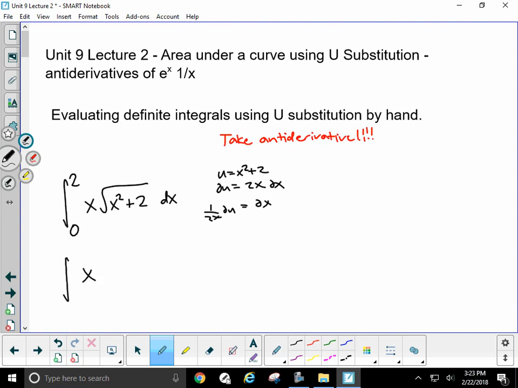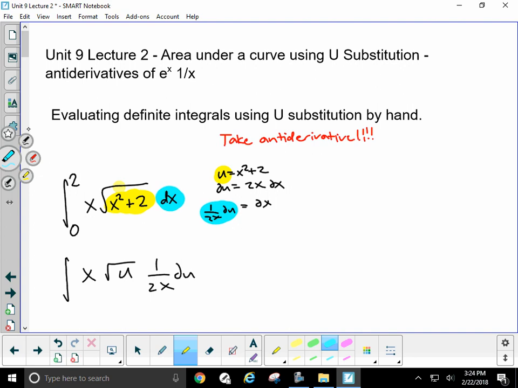So I have x root u times 1 over 2x du. Okay? U replaced x squared plus 2, and dx was replaced by 1 over 2x du. I can see that the x's will cancel. I can take the antiderivative of root u times a half. That'd be u to the 3/2 times 2/3 times a half. So that's 1/3 plus a c. And we know that we can replace the u with x squared plus 2.